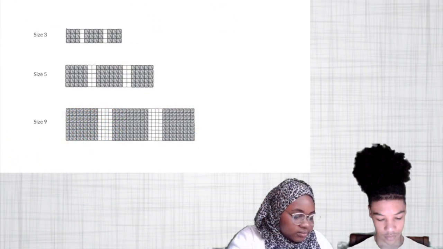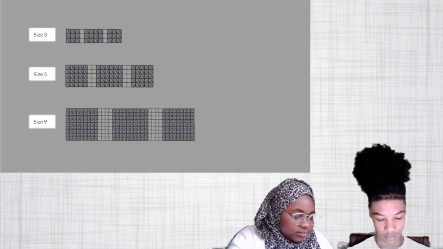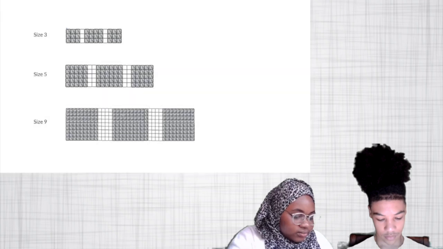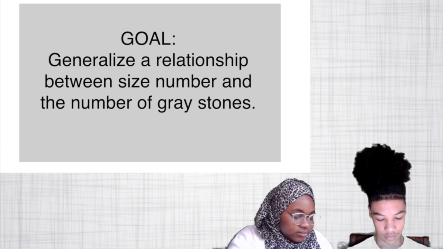Haleemah and ET have seen these types of patterns in home decorating stores and churches. Have you seen patterns like this before? In this lesson, Haleemah and ET will explore similar patterns with cobblestones that correspond to a size number and consist of gray stones. Their goal is to generalize a relationship between size number and the number of gray stones, and make meaning of their algebra in the cobblestone context.